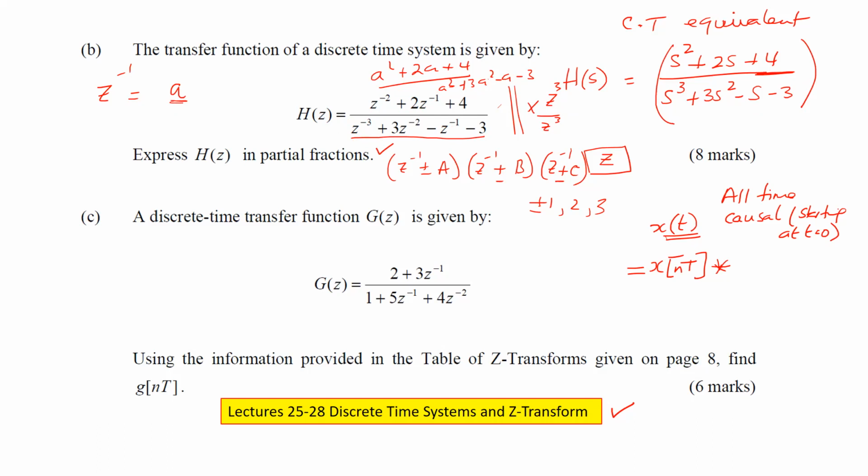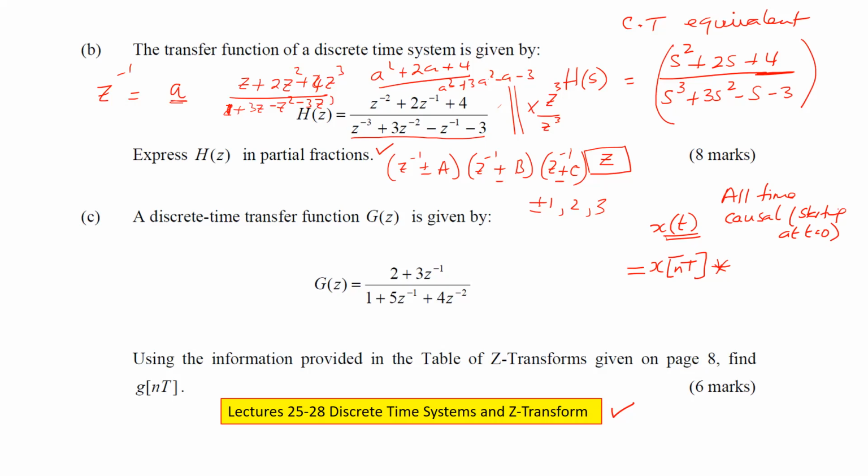So you're getting the answer back in the negative indices. If you convert it to positive indices, let me show you what happens just quickly. If I were to multiply this by z cubed over z cubed, on top you're going to get z plus 2z squared plus 4z cubed over 1 plus 3z minus z squared minus 3z cubed.